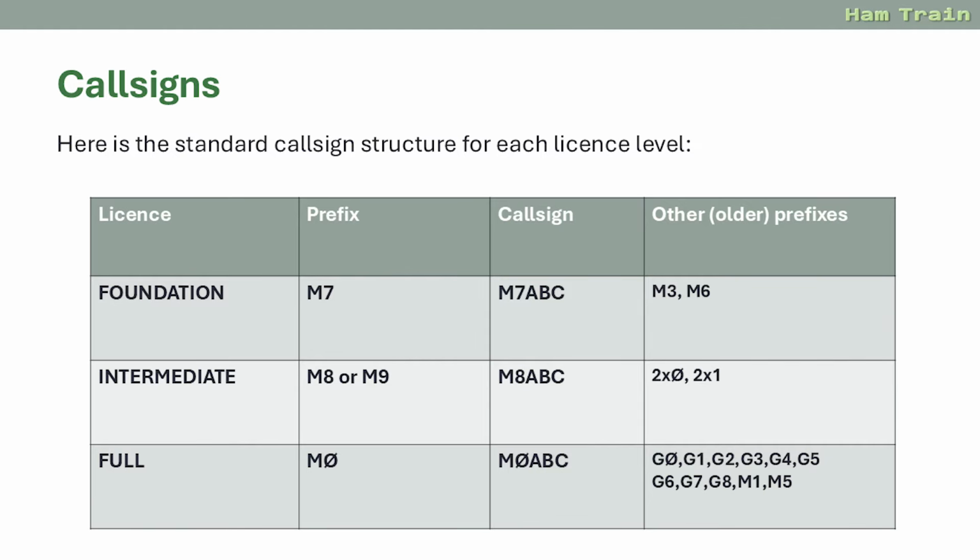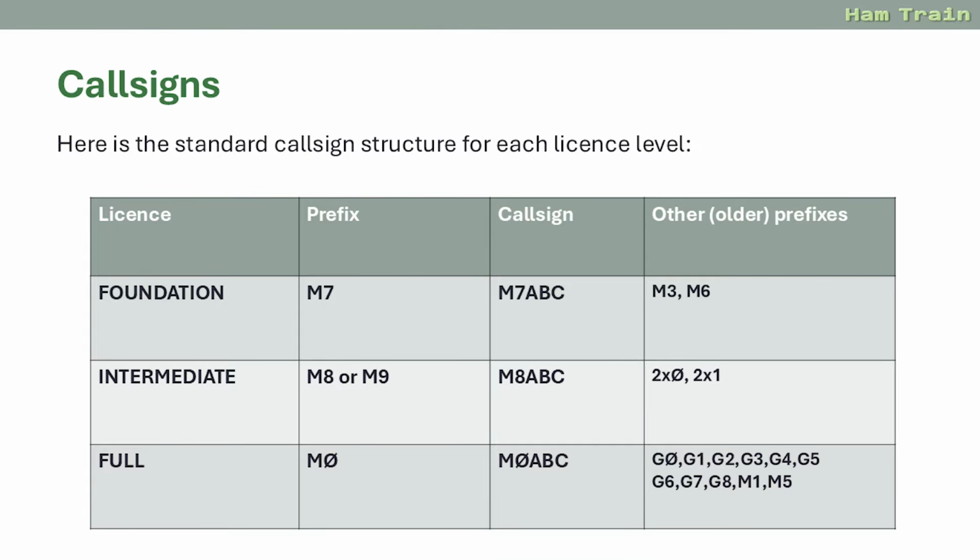For the UK we have Foundation, Intermediate and Full, and each one has its own different call sign. Let's look first at Foundation. The current call sign for Foundation is M7, for example M7ABC. Older call sign prefixes include M3 and M6.